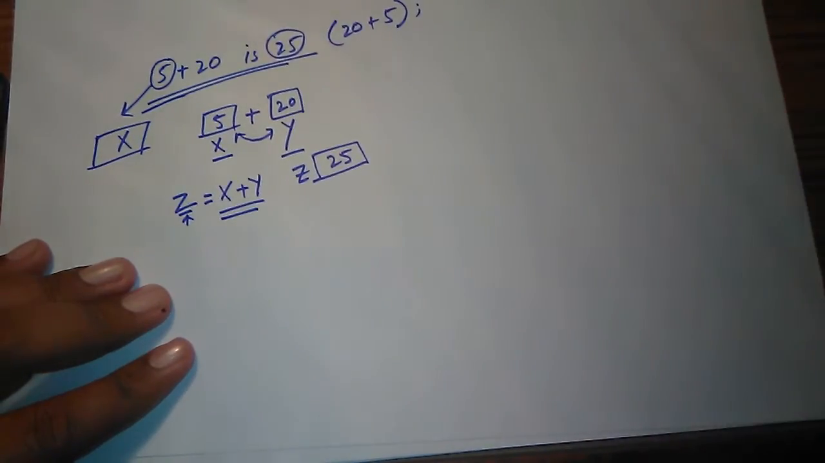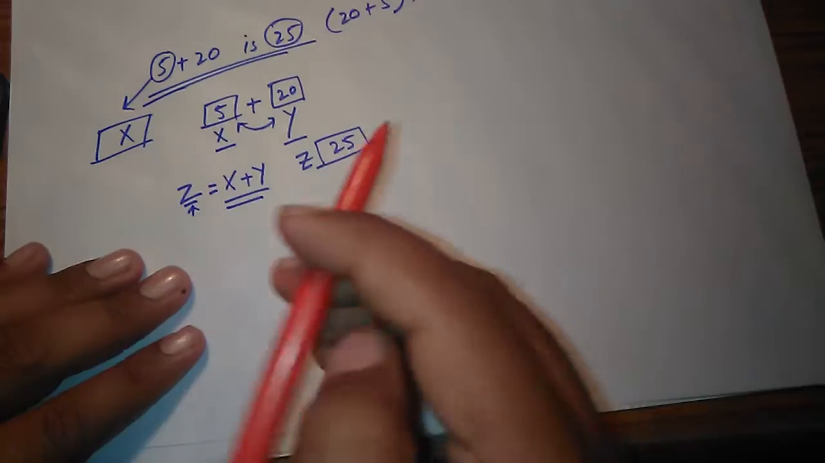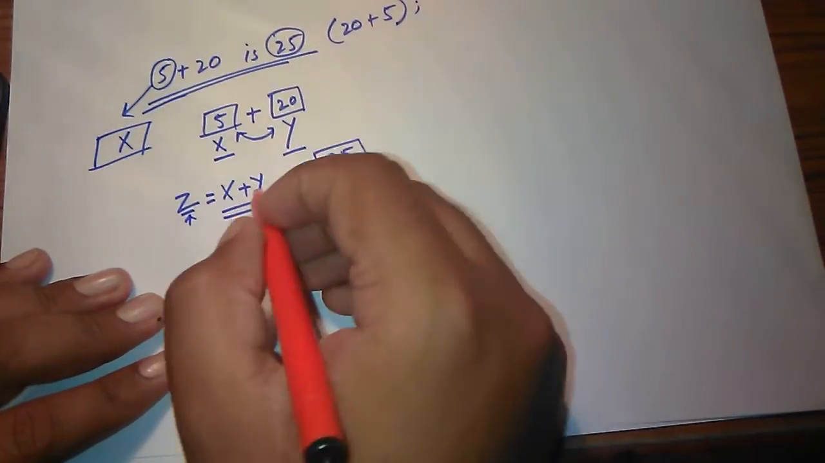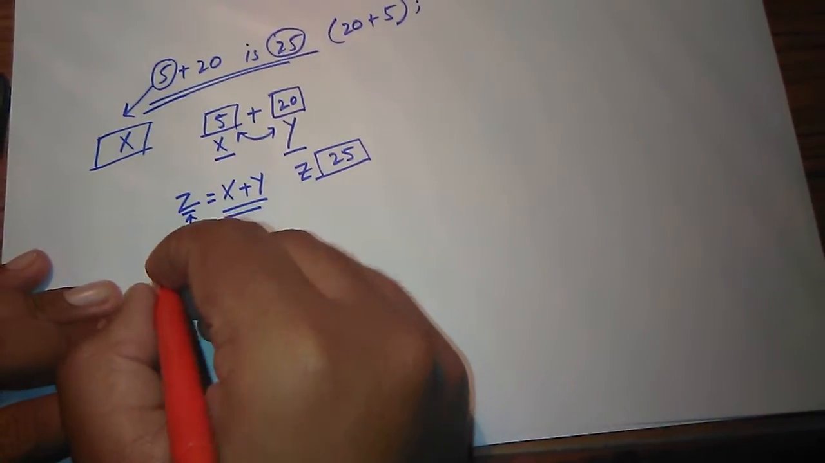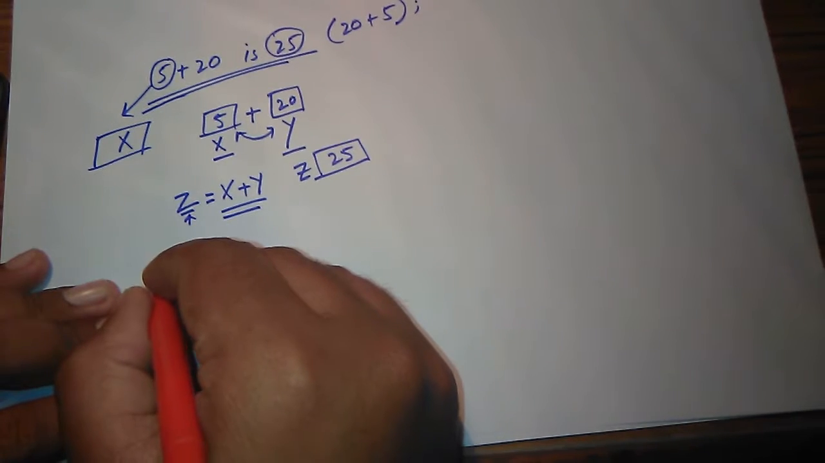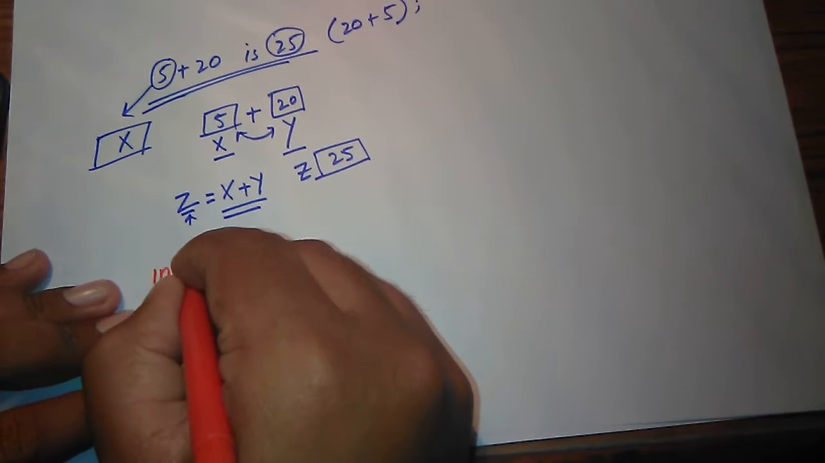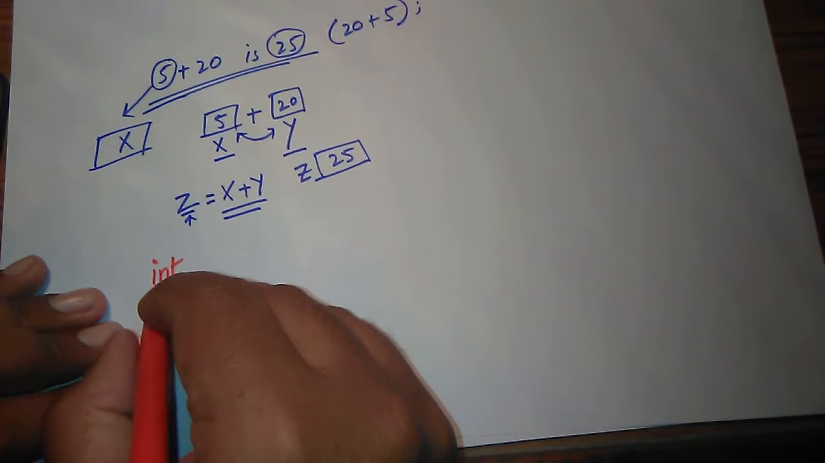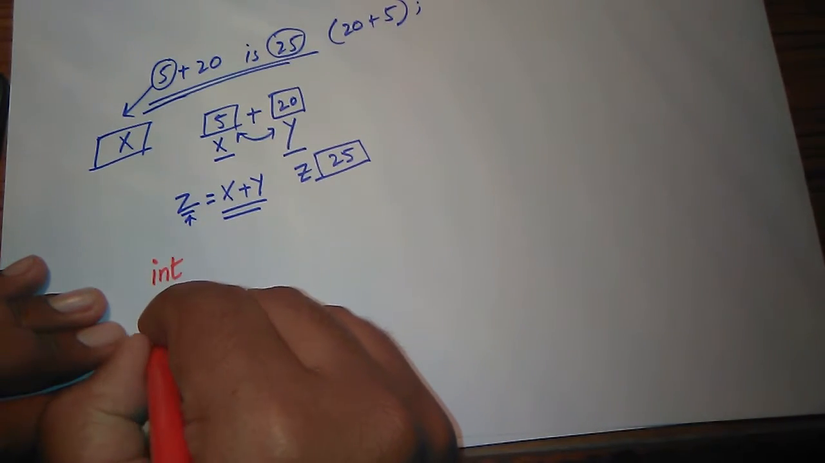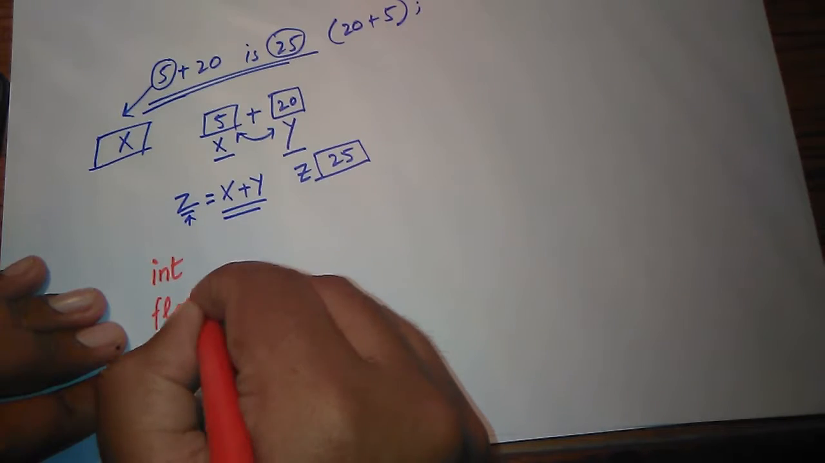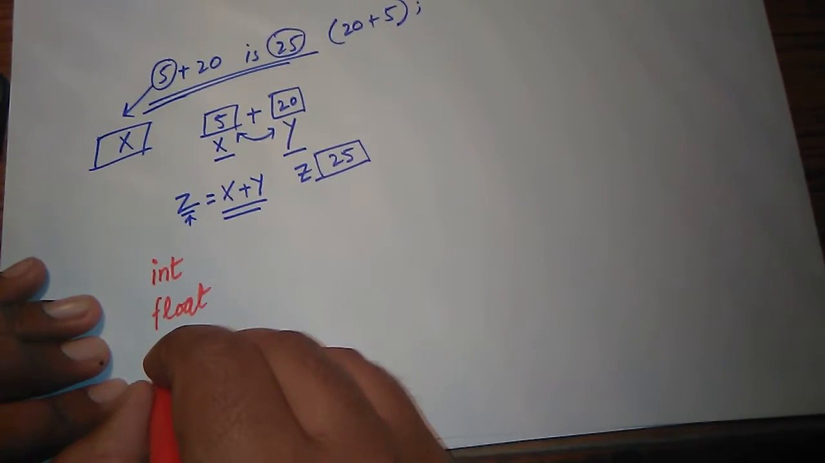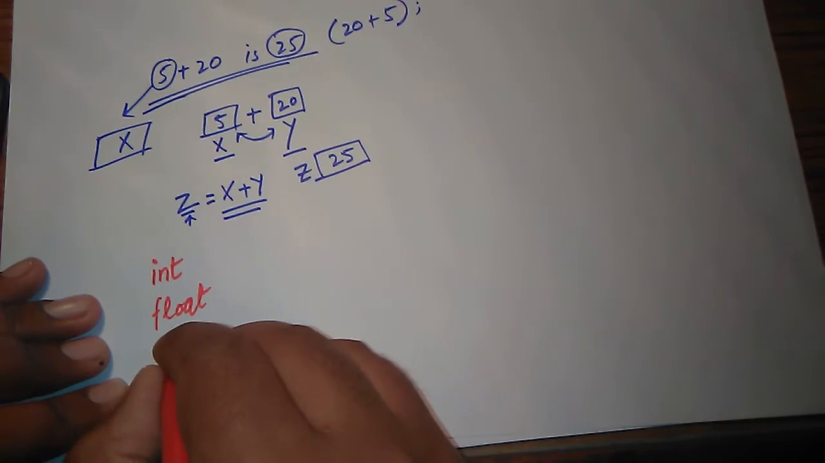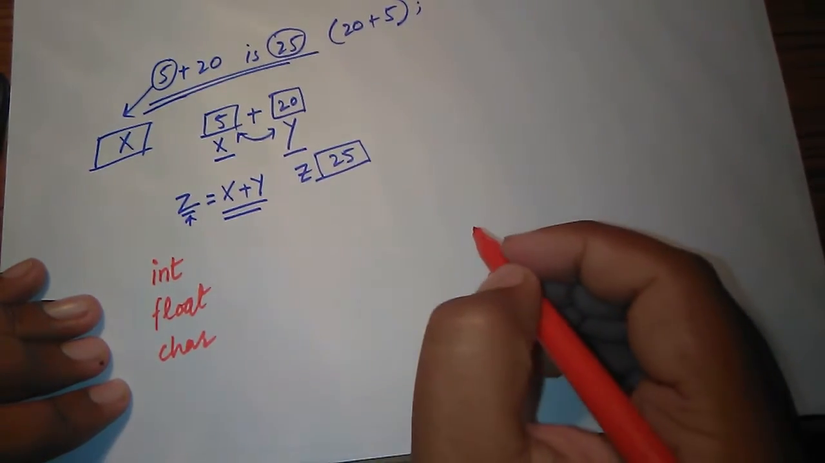So how will we perform this in our programming? Here we have three variable types. The integer variable type is known as int, the second one is float, and the third one is char, for character.